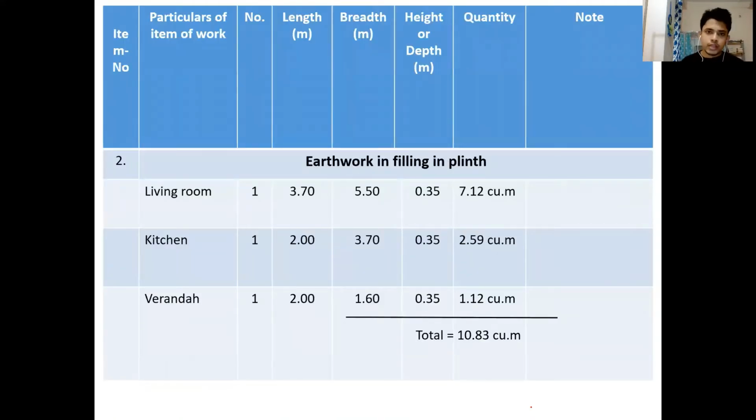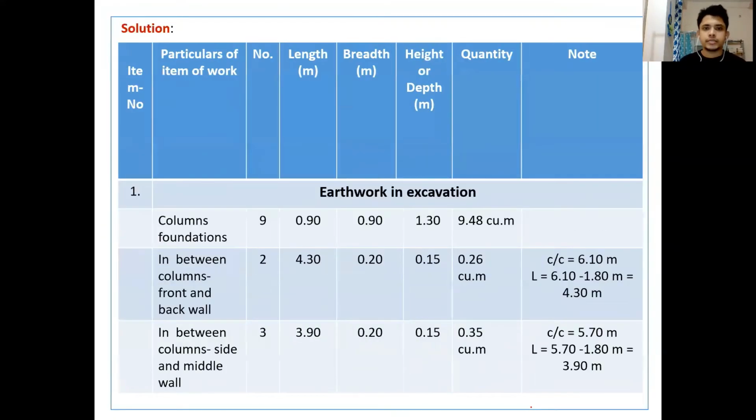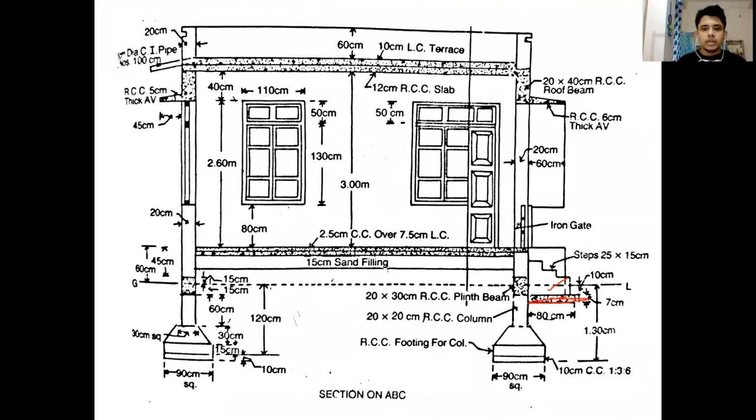Then we have to calculate for earth filling in the plinth. We see from the sectional drawing that we have earth filling here, then we have sand filling, then we have 7.5 centimeter lime concreting, and then we have 2.5 centimeter cement concreting. This dimension is given to us up to the ground level as 60 centimeter. So from the 60 centimeter, we will subtract 2.5 centimeter for cement concreting, 7.5 centimeter for lime concreting, and 15 centimeter for sand filling. Then we are left with 35 centimeter of earth filling work.